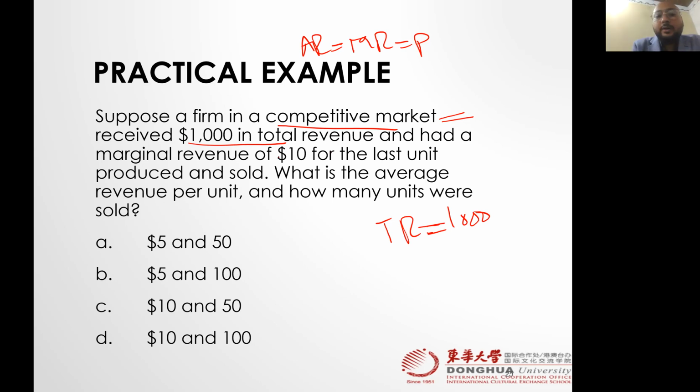and had a marginal revenue 10. So this is MR. What is the average revenue per unit and how many units were sold? You need to find out average revenue and quantity. So can you find out?